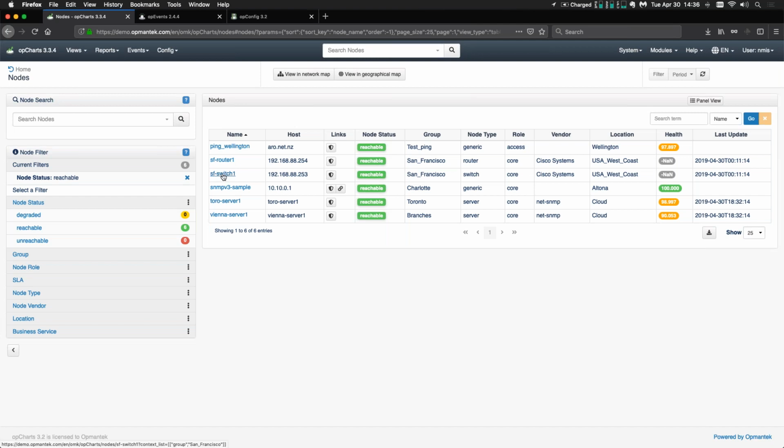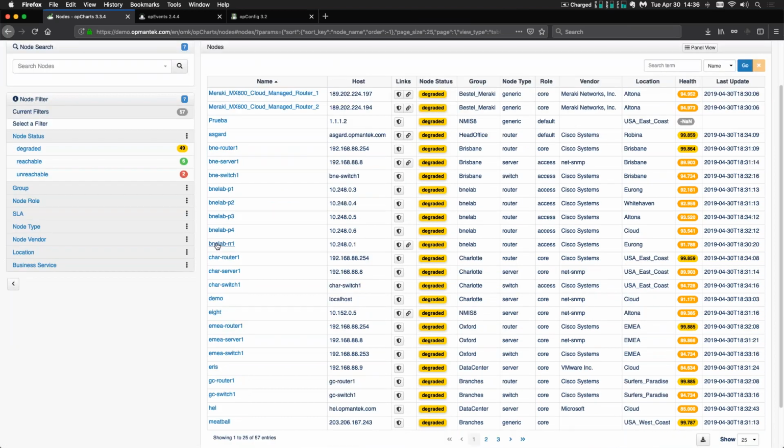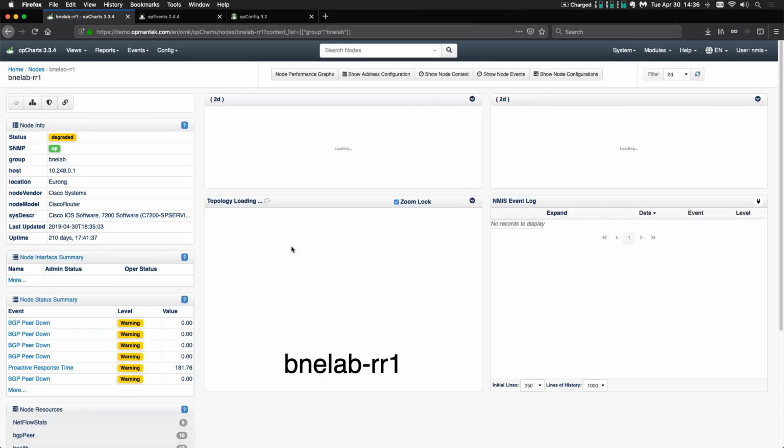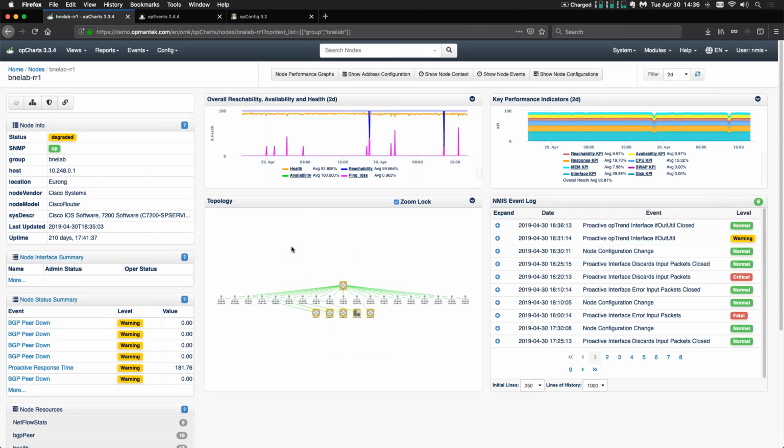So for example, if I wanted to drill into a switch, and let's just find one here. Got a couple out in the cloud. There we go. Let's take a look at B&E Lab RR1. So this is actually a software-defined device. This is a little Cisco router. It's running iOS. It's emulating a 7200. So you can see right away that I've got a nice breakdown in this tool.